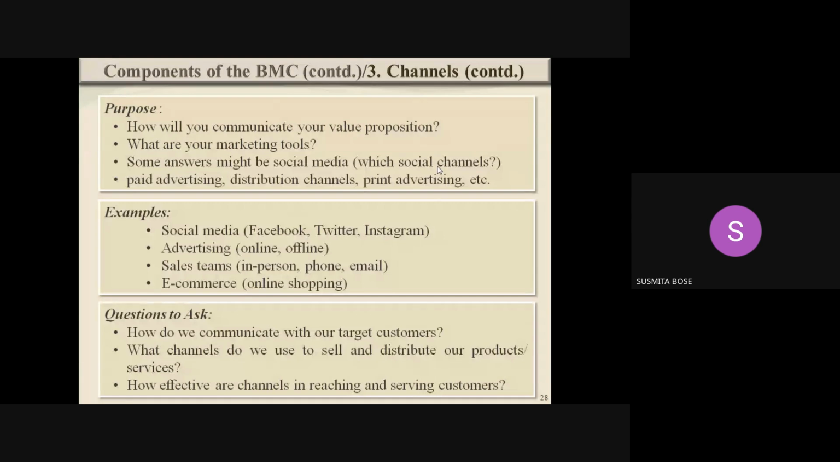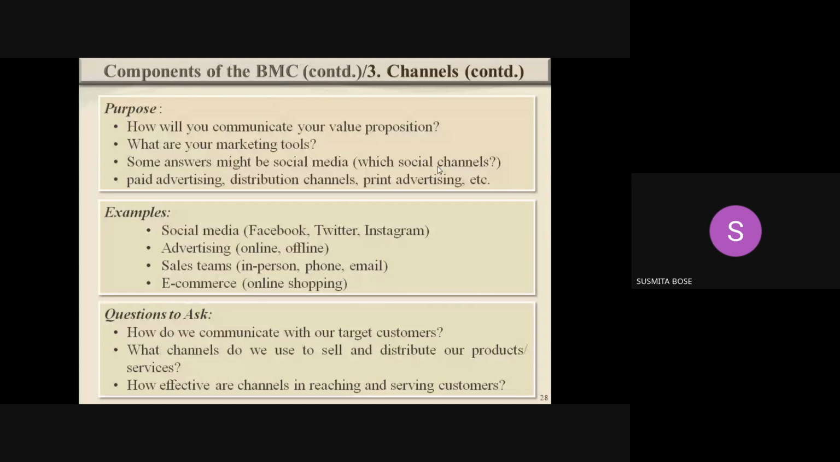And here, while preparing this segment, the questions that you need to ask yourself, or the questions that you need to solve, are: how do we communicate with our target customers? What channels do we use to sell and distribute our products and services? How effective are channels in reaching and serving the customers? Whether the channels that I'm planning are really effective or not, that also you have to understand.